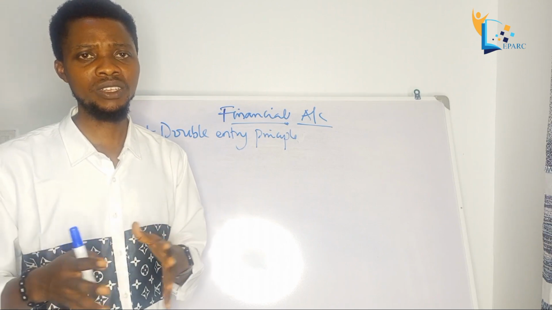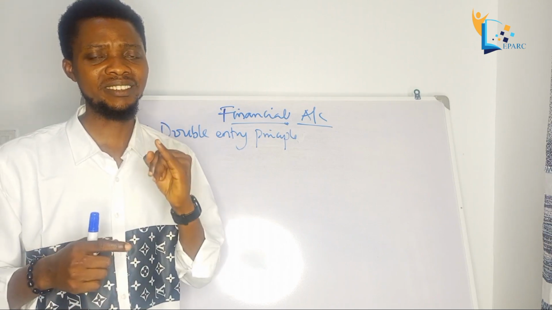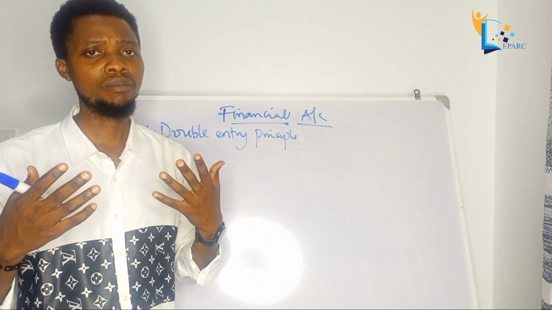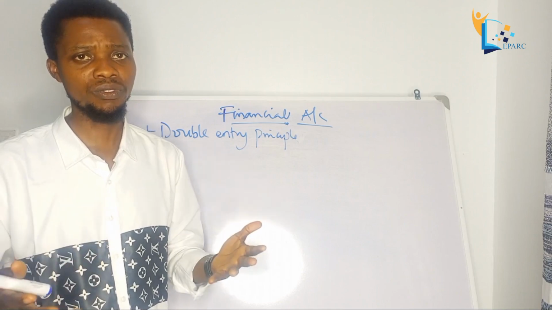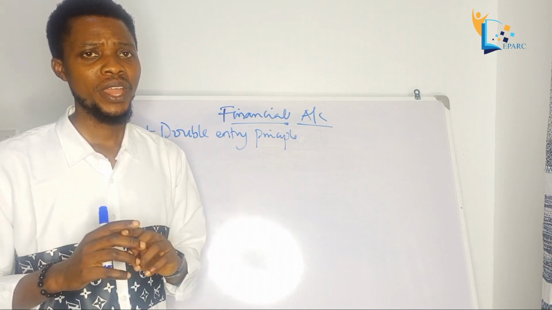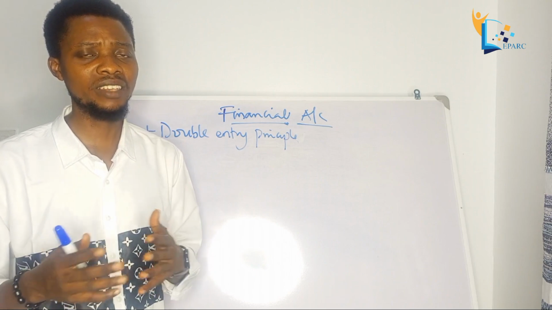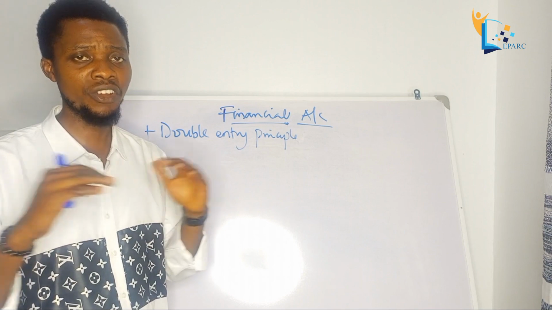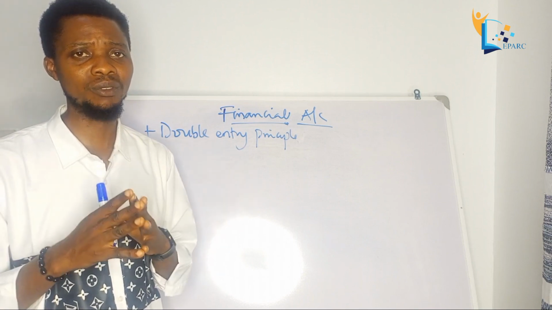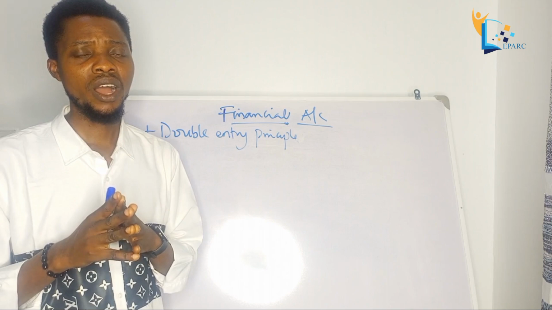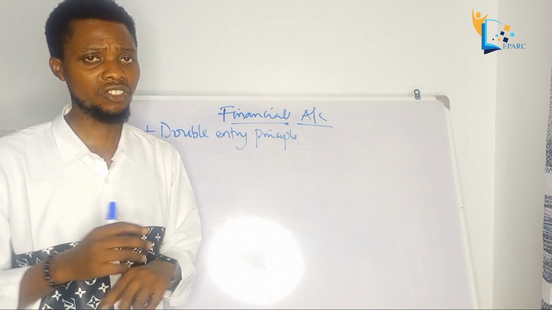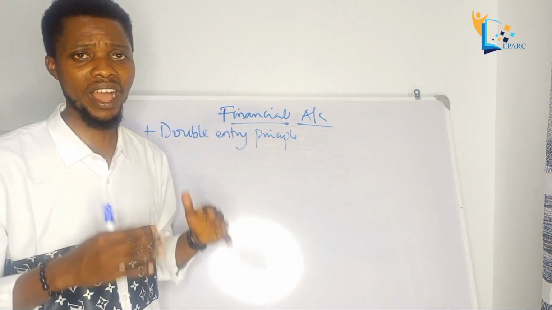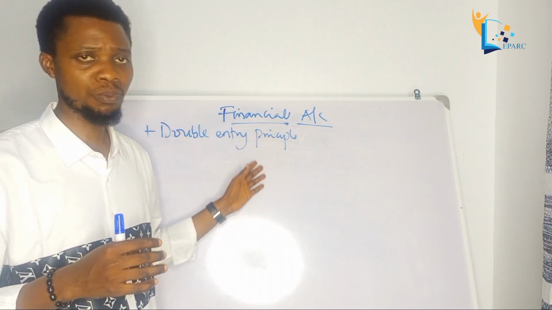Now, the first thing to do is to identify the accounts involved, the two accounts, or multiple accounts involved. In our previous class, I analyzed the various classifications of accounts. If you haven't seen that video, I'll drop the link in the description section. Go there so that you know the various classifications of accounts that we have. That will help you understand this principle very well.